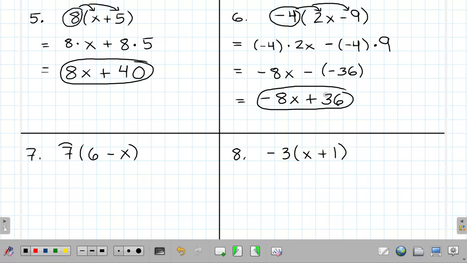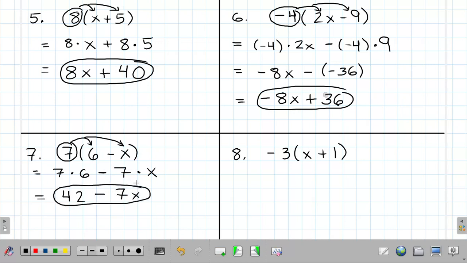Number 7, very similar, except the variable term and the constant term are switched in the parentheses, but that's no problem because we're still going to just do the same thing. 7 times 6 minus 7 times x. So what we end up with here is 7 times 6, times tables tell us that's 42, minus 7 times x is just 7x. And that's actually as far as we can take it.